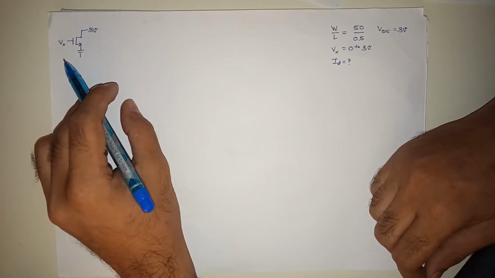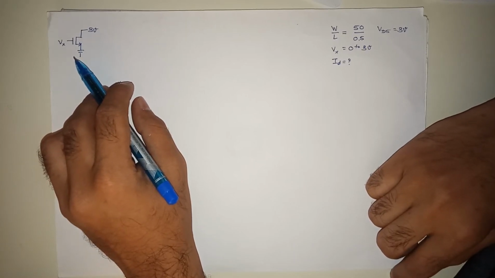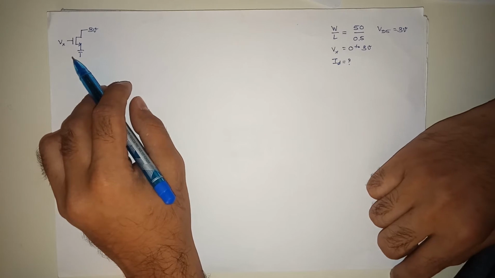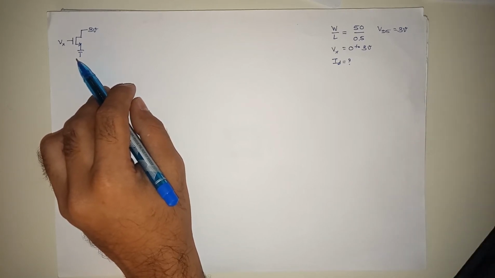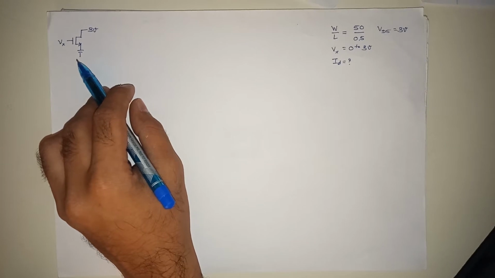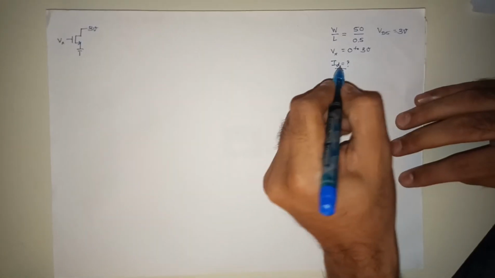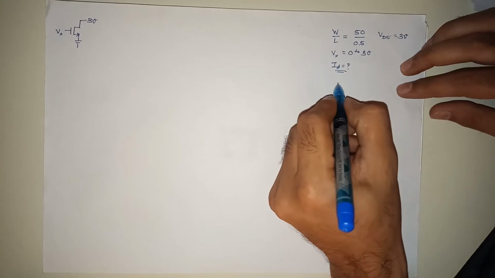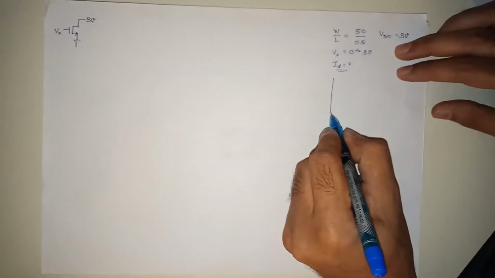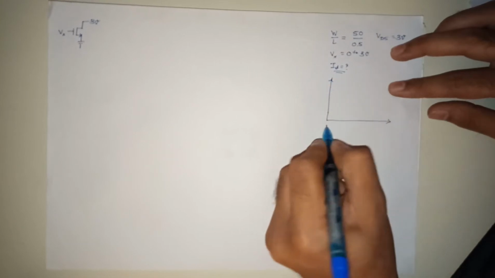They also gave that if you want you can refer the table number 2.1 for any necessary data. We'll see whatever we need from table number 2.1, we'll take it one by one. All right, so now question is, what is ID with respect to VGS? So we need this kind of graph here. The question is this basically.